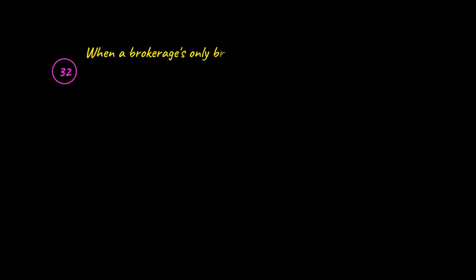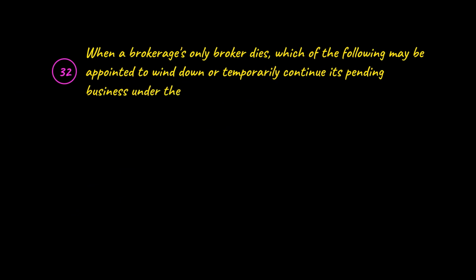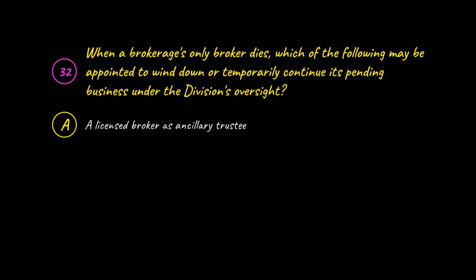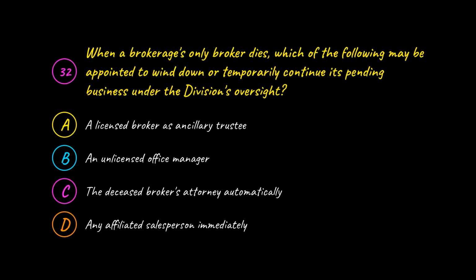Question 32. When a brokerage's only broker dies, which of the following may be appointed to wind down or temporarily continue its pending business under the division's oversight? Your options are A. A licensed broker as ancillary trustee, B. An unlicensed office manager, C. The deceased broker's attorney automatically, D. Any affiliated salesperson immediately. Got a guess? Lock it in.